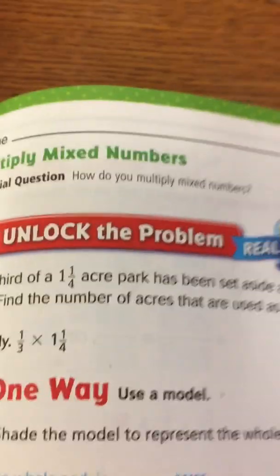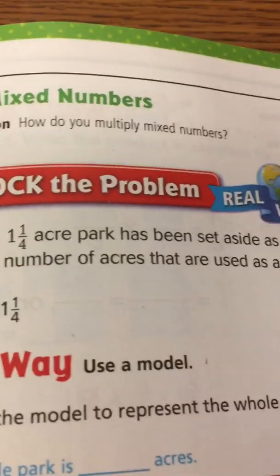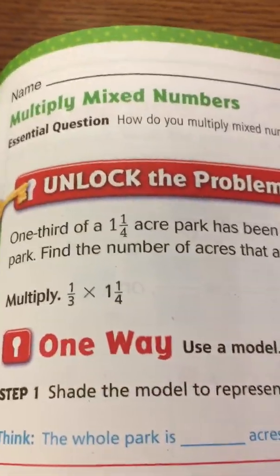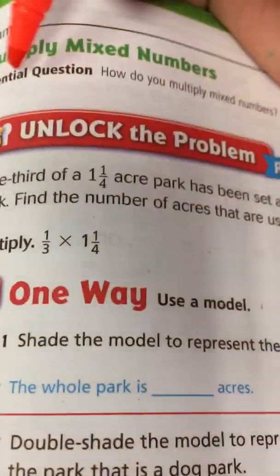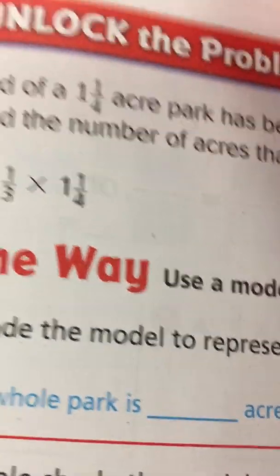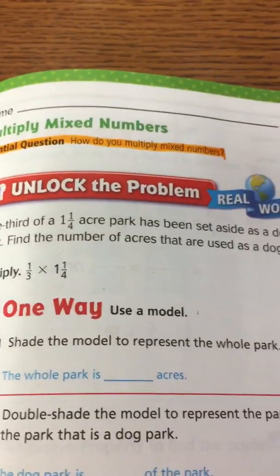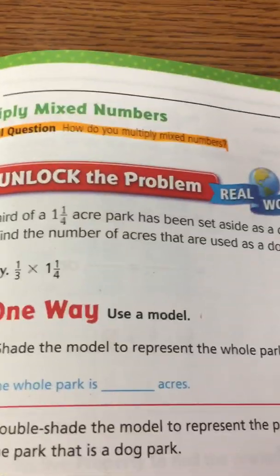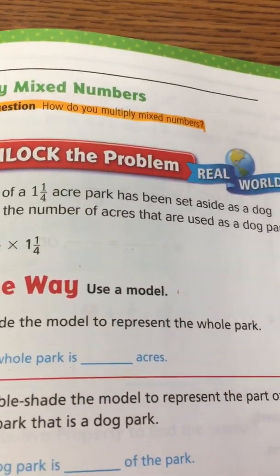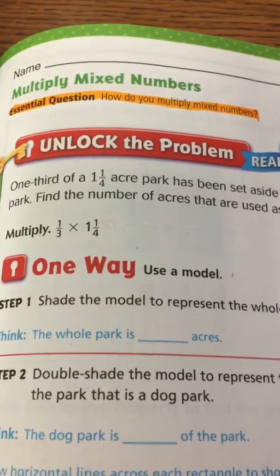Pull out your books, go to lesson 7.9, which is page 325. Okay, you're going to take your highlighter and highlight the essential question. The essential question for today is, how do you multiply mixed numbers? And some of you saw that on your mock-up tests.